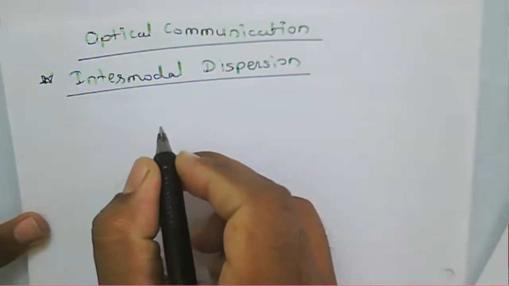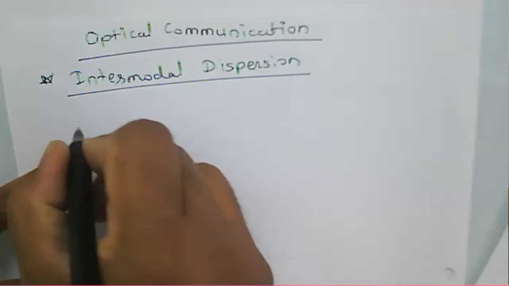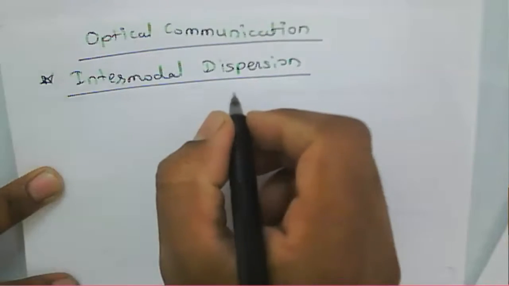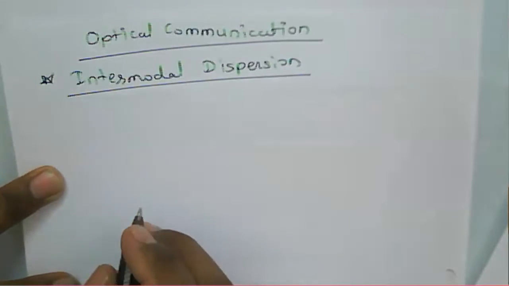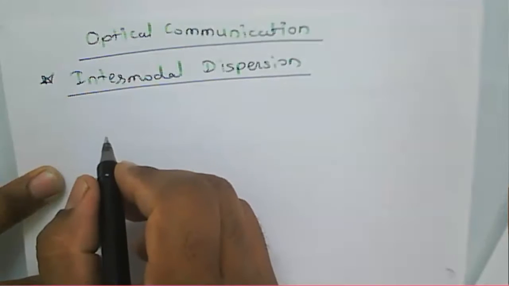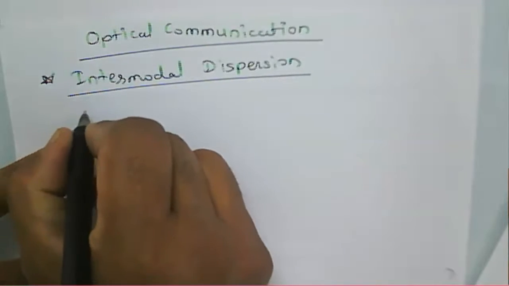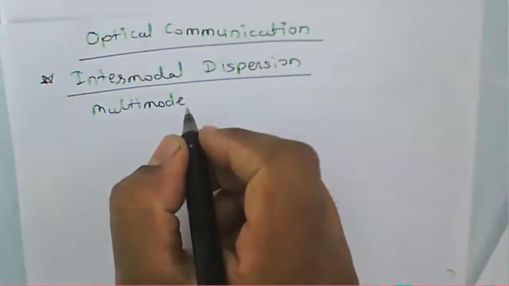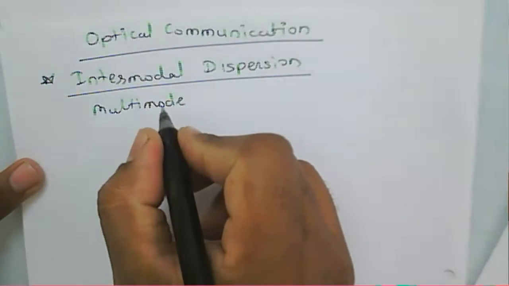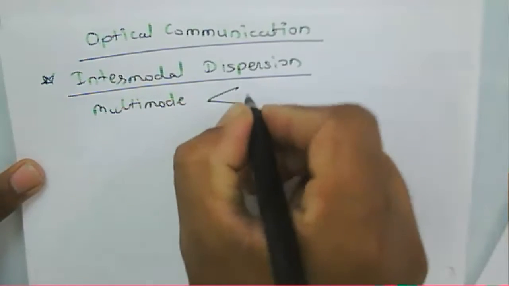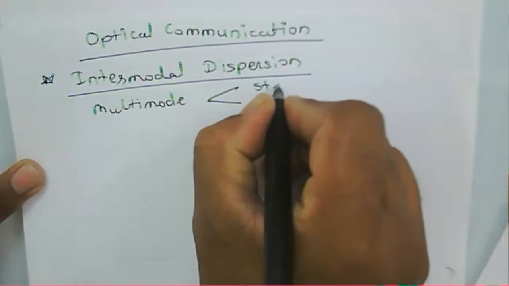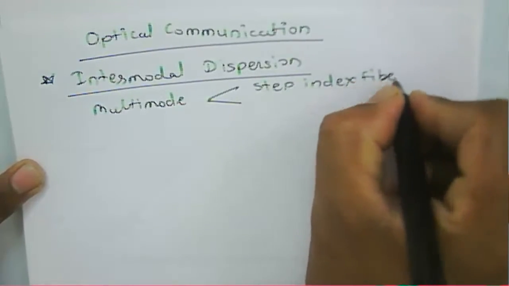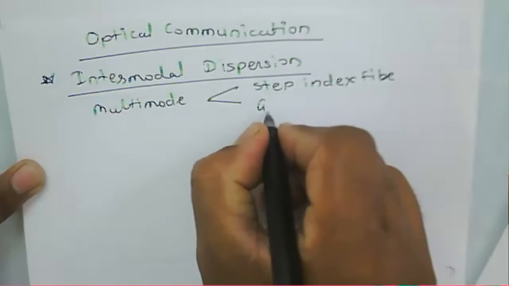And intermodal dispersion will occur exclusively in the multimode fiber. Because a single mode fiber has only a single mode propagating through the fiber, that's why intermodal dispersion does not occur in a single mode fiber. But in the case of a multimode fiber, intermodal dispersion occurs. But there are two types of multimode fiber. One, we can say, is the step index fiber, okay, step index multimode fiber, and the graded index fiber.